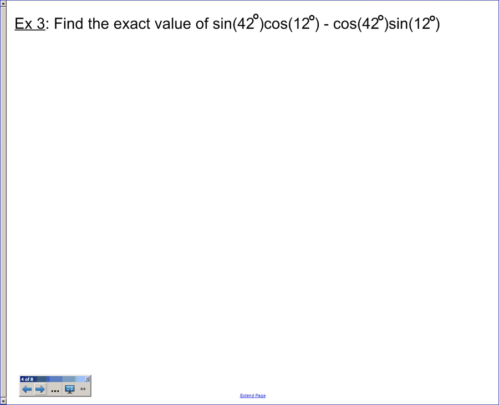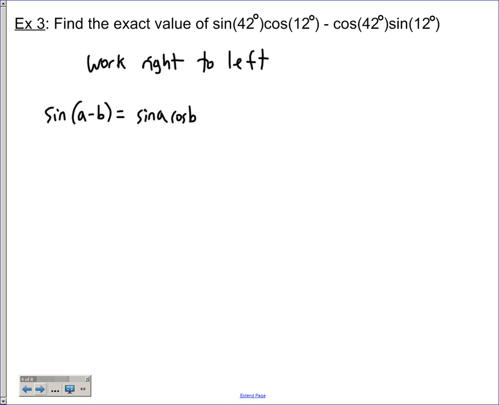Find the exact value of sine of 42 degrees times cosine of 12 degrees minus cosine of 42 degrees times sine of 12 degrees. So here we're going to work right to left, and we want to find out which identity this looks like. Well, it looks like the difference formula for sine. So sine of A minus B equals sine of A, cosine of B, the one that we just used, minus cosine A, sine B. So the right-hand side is what we're given: sine of 42 degrees, cosine of 12 degrees, minus cosine 42 degrees, sine of 12 degrees.